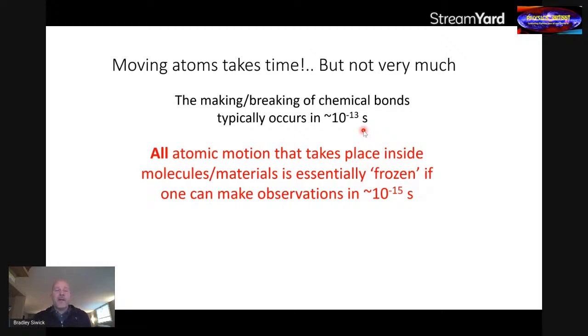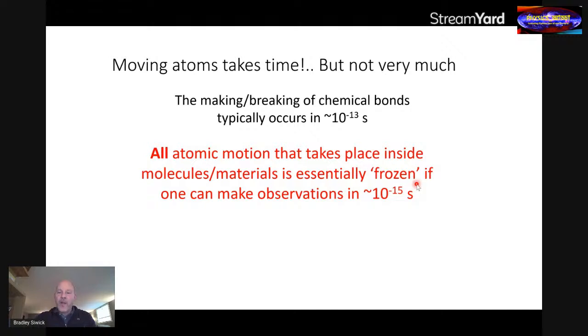Okay, we can make the bold statement that all atomic motion that takes place inside of molecules and materials is essentially frozen in place if you can make direct observations of those arrangements inside of a time scale around 1 femtosecond, 10 to the minus 15 of a second. And that's quite a remarkable thing to say, right? So if I can go in and measure the structure of a material, with a flash or some other means, on a time scale on the order of 1 femtosecond, the atoms are frozen in place.